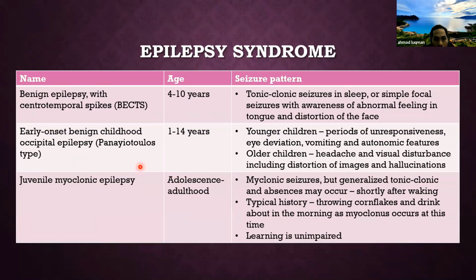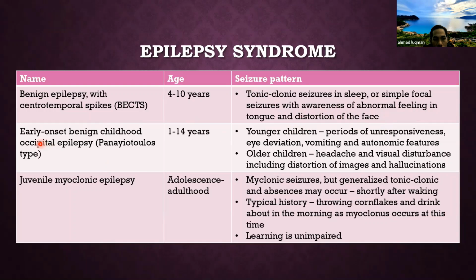The next one is benign epilepsy with centrotemporal spikes. It usually happens in the age group of 4 to 10 years old, and the pattern is a tonic seizure that happens in sleep, or a simple focal seizure with awareness of abnormal feeling in the tongue and distortion of the face. It is a common syndrome affecting 15% of all epilepsy in children.